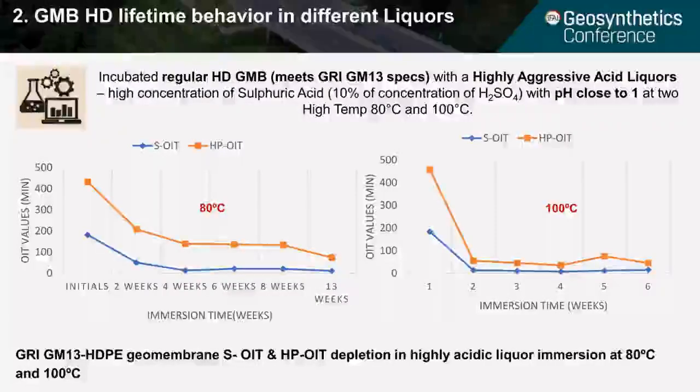The second graph shows that after only 2 weeks of immersion at 100 degrees, the antioxidants of the geomembrane are already consumed. The results clearly show the high impact of the combination of acid liquors and high temperatures on a regular geomembrane. Based on this research and the consequent risk involved, a new approach to geomembrane formulation is felt to be necessary in order to evaluate correctly the service life of a geomembrane in this critical condition.